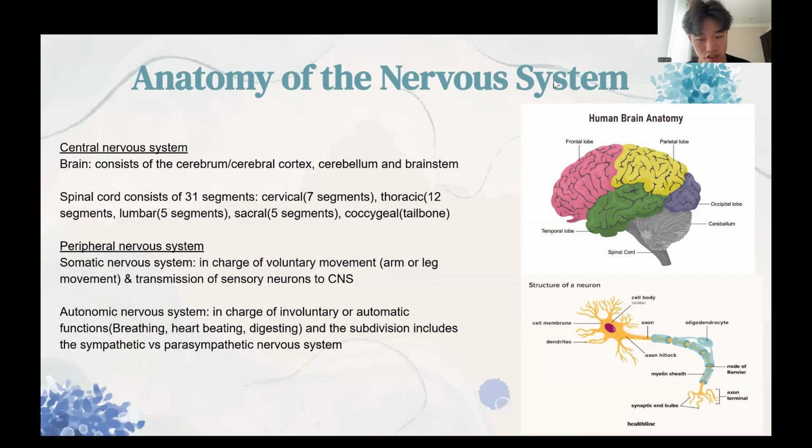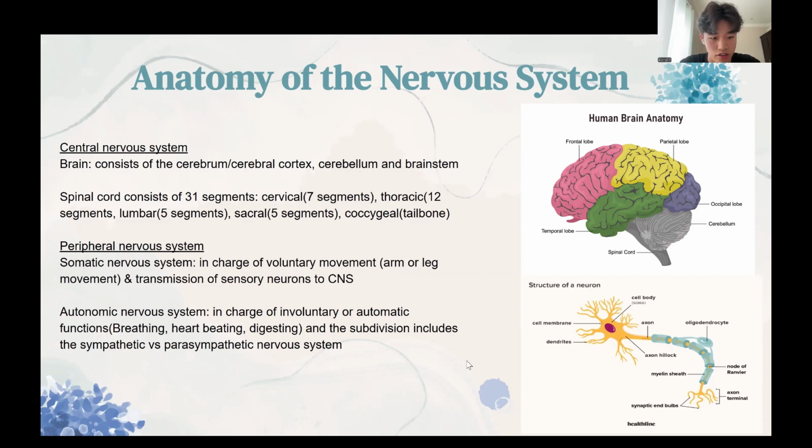And the peripheral nervous system is everything other than the central nervous system. It's basically all your neural pathways that connect to the rest of your body. Within this, there are two main branches, the somatic and the autonomic. The somatic is in charge of any voluntary movements, like your arm moving or your leg moving. It's also in charge of transmitting your sensory neurons to the central nervous system.